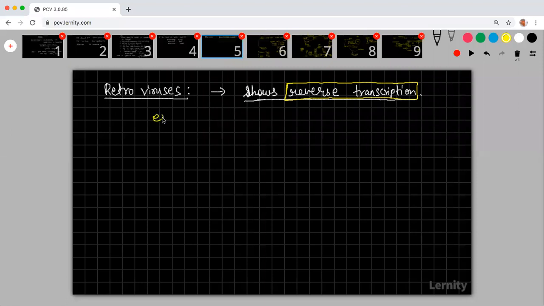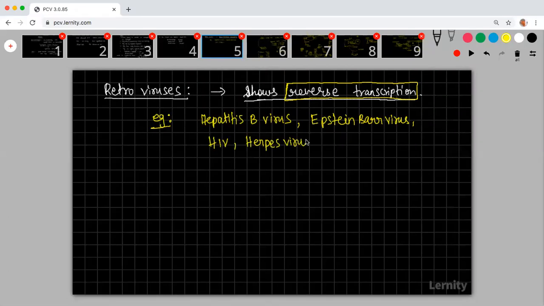Okay, examples for these viruses. The first one is hepatitis B virus. Yes, it will happen only when it is attacking the host with RNA, DNA. Epstein-Barr virus. HIV. Herpes virus. Papilloma virus.